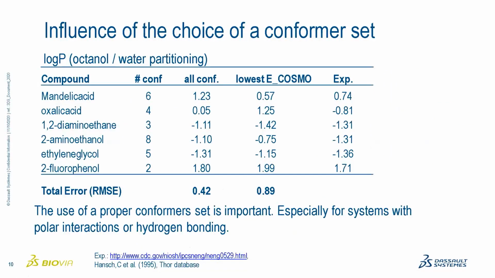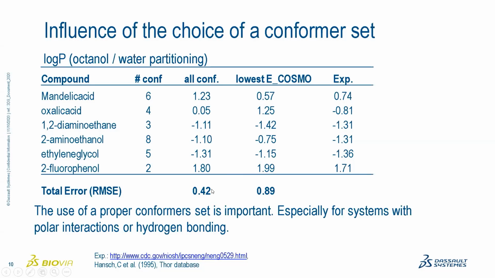Here is another type of calculation. This is the octanol water partition coefficient that we have calculated this morning. And again, we can do this using conformations. So here's the number of conformers in the set, and I can use all conformers. That's the first column. And the second one is just using the C0 conformer, so the lowest energy COSMO conformer. And you can see if you have a look at the full RMSE, that in general, it works better if you use a full conformer set.